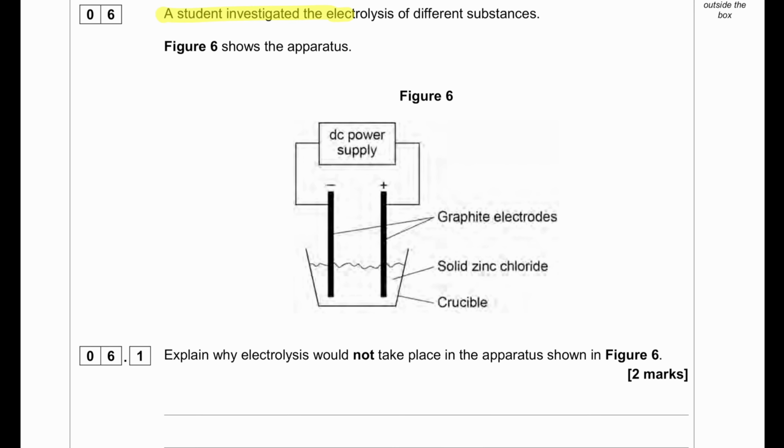A student investigated the electrolysis of different substances. Figure 6 shows the apparatus. We can see a DC power supply, graphite electrodes, solid zinc chloride, and a crucible. Since the zinc chloride is solid, this process will not be able to conduct electricity yet, so electrolysis is not possible yet.